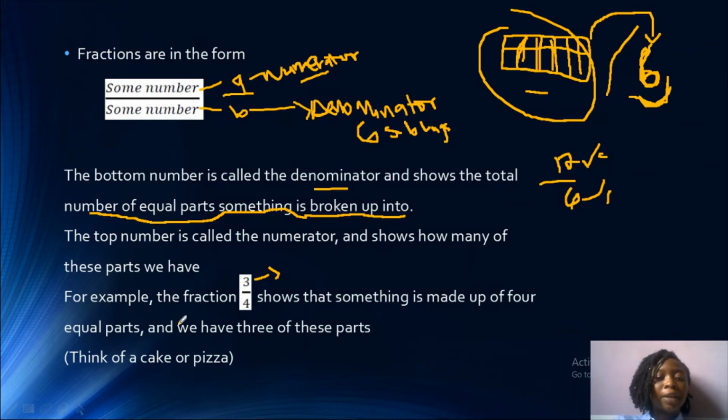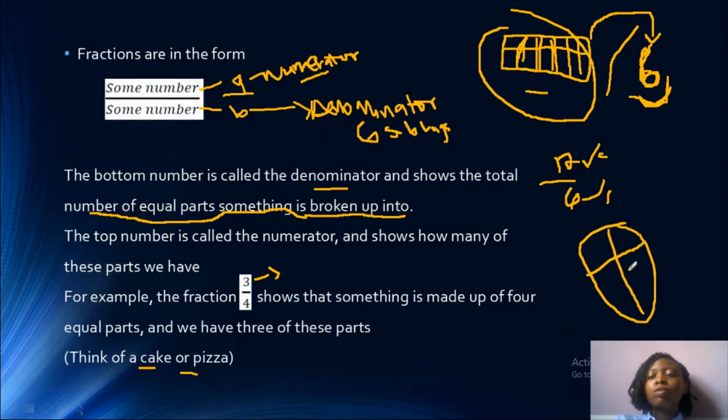So let's say a cake or a pizza. Pizza is mostly the best example I like to use. So I have a small pizza with 6 slices. 1, 2, 3, 4, 5, 6 slices. So this is a whole pizza. And in my family we are 6.